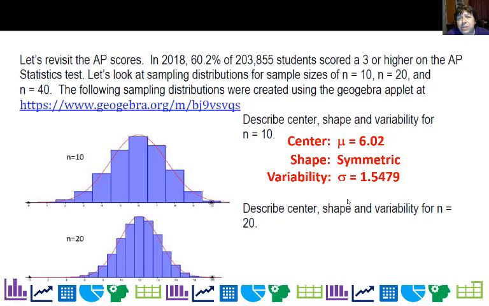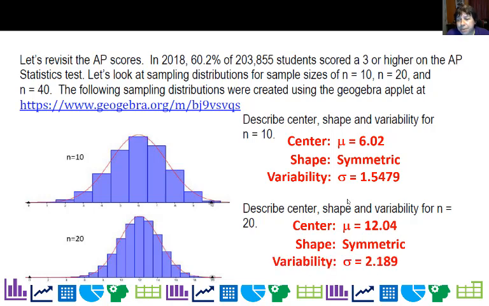Okay, so let's go ahead and double our sample size. What happens to the mean? Well, we expect twice as many people to be passing in a sample of 20 than we do in a sample of 10. The shape is even more symmetric, and the variability is going to actually be a little bit bigger. Now, you might say, wait a second, the spread looks smaller on here. Well, relatively speaking, I would agree with you, and that's an important point.